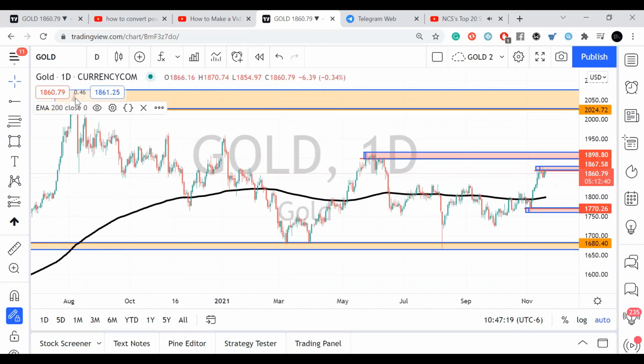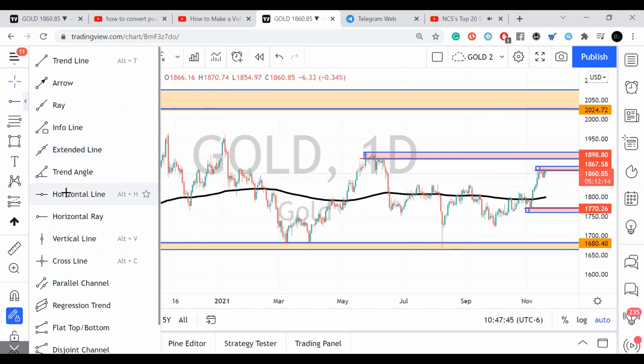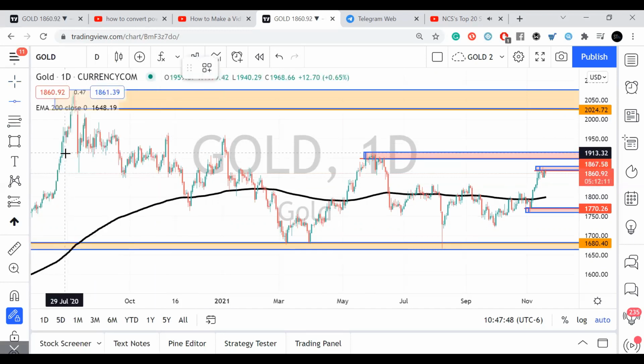remember when we did this top-down analysis, from here to here was our structure. Then we had a pullback. From here, price came and broke this low. When price broke this low, it gave us this high. From here, price broke here and gave us this low. Then from here, we had this one. So I was actually like, okay, this is a strong place.